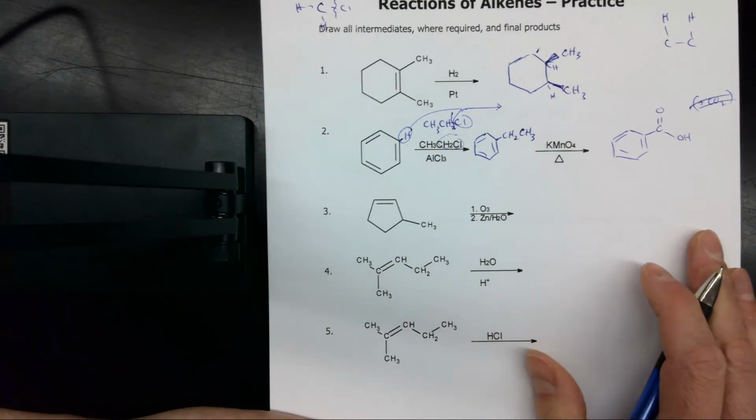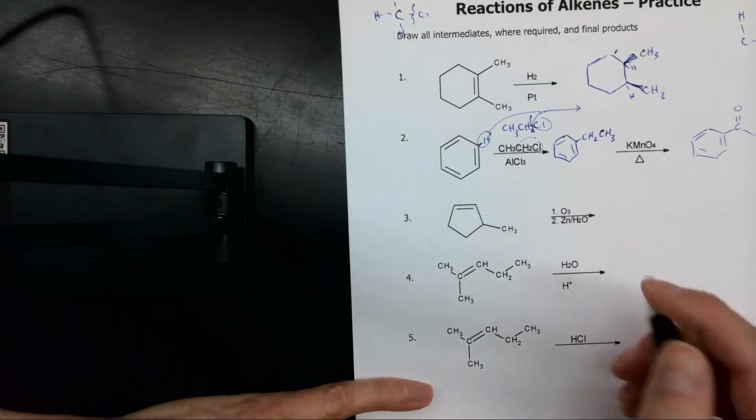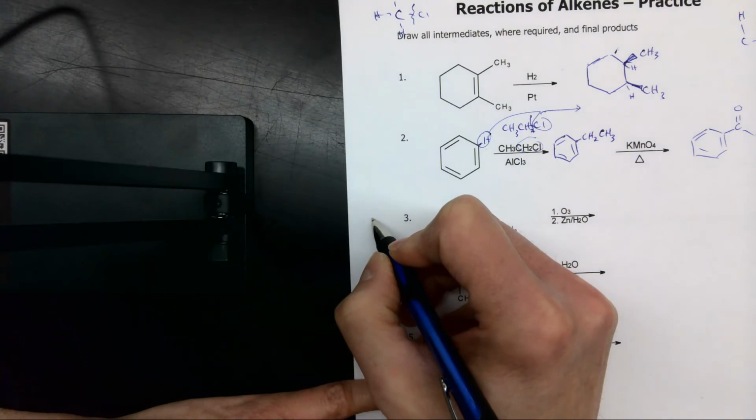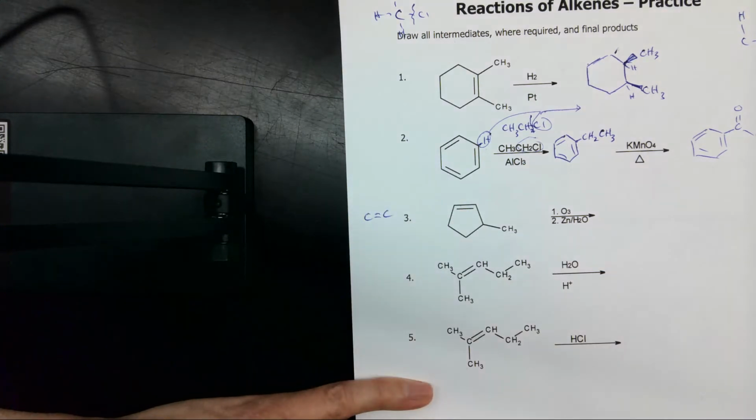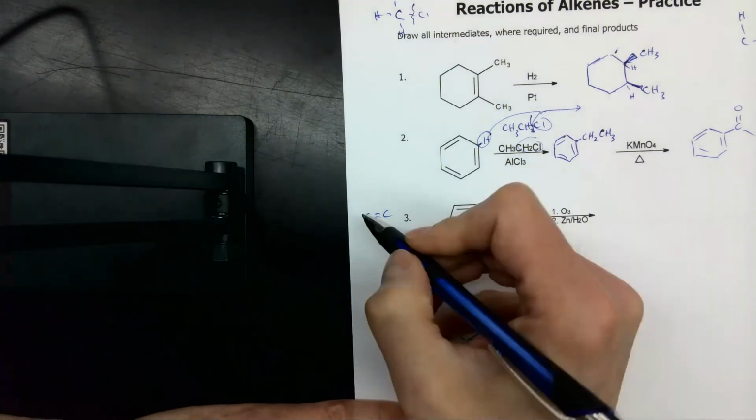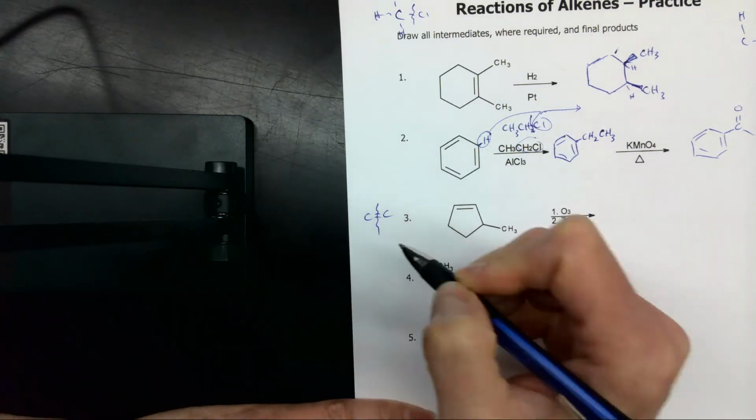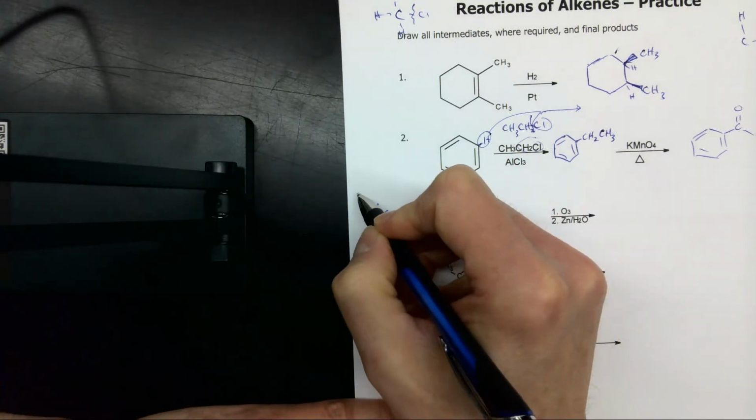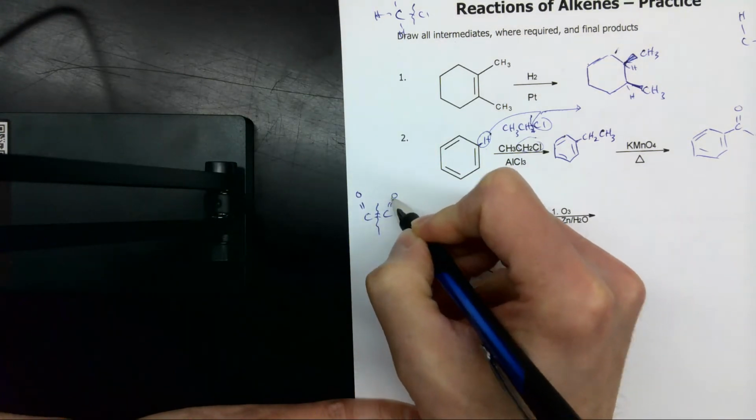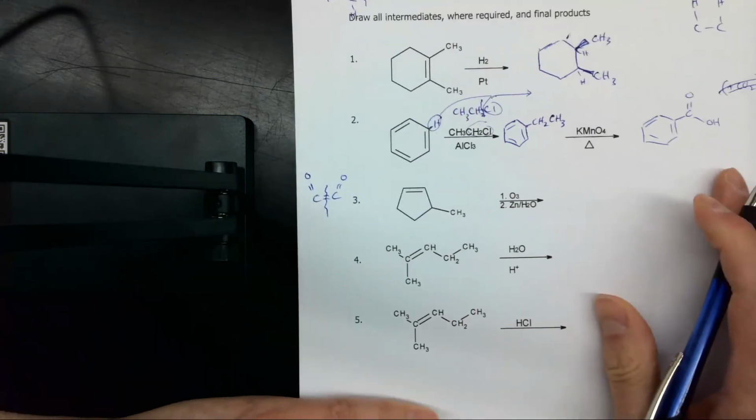Reaction number 3 is an ozonolysis reaction. That's a really interesting one because it's the only one that we have that can completely break a carbon-carbon double bond. And it only breaks a carbon-carbon double bond, but in its place will be 2 carbon-oxygen double bonds.